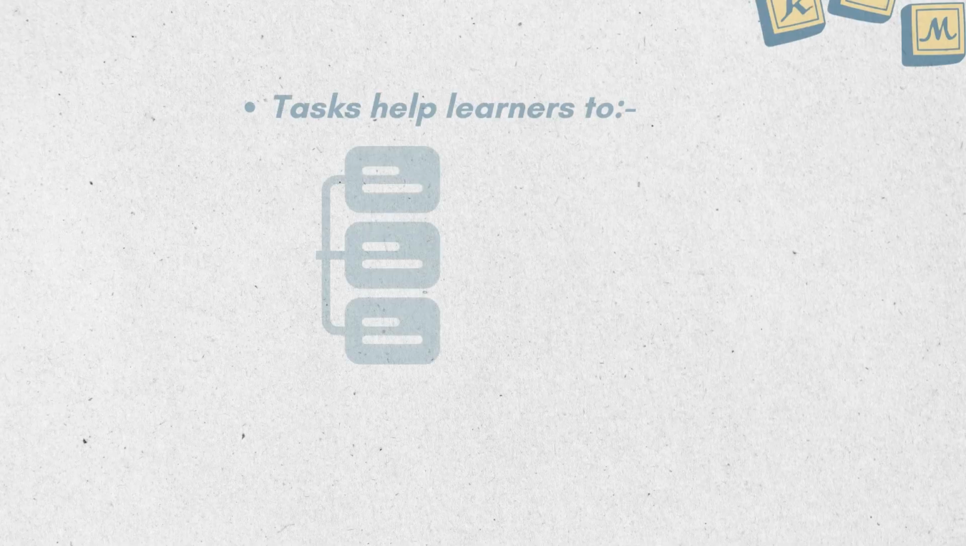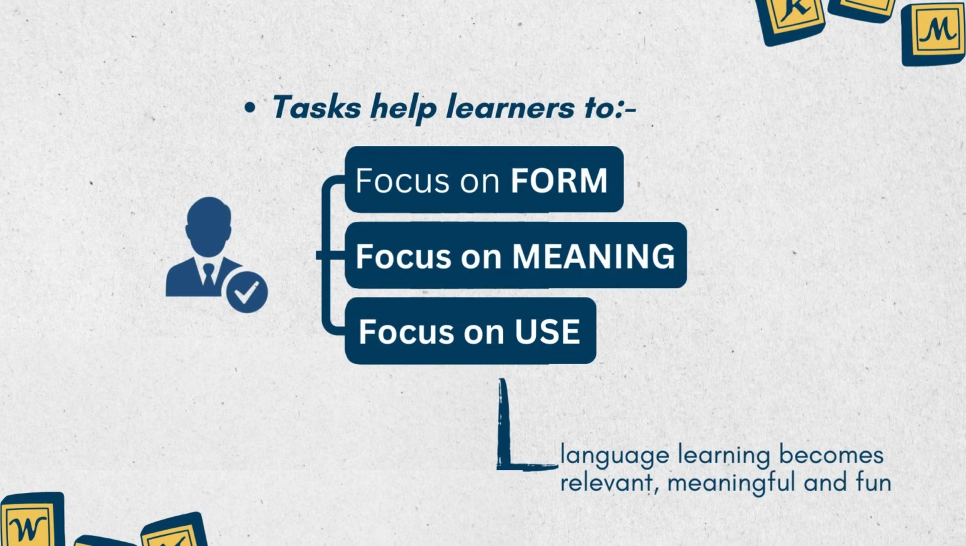Very often we find that learners may have limited capacity to process the target language, and they find it difficult to attend to meaning and form simultaneously. In such situations, when performing a communicative activity, learners often prioritize meaning over form, and therefore it becomes necessary to draw their attention to form. But it's important to do this, I think, within the framework of a communicative task. So, using tasks helps learners to focus on form, meaning, and use. And in this way, language learning becomes relevant, meaningful, useful, and fun.